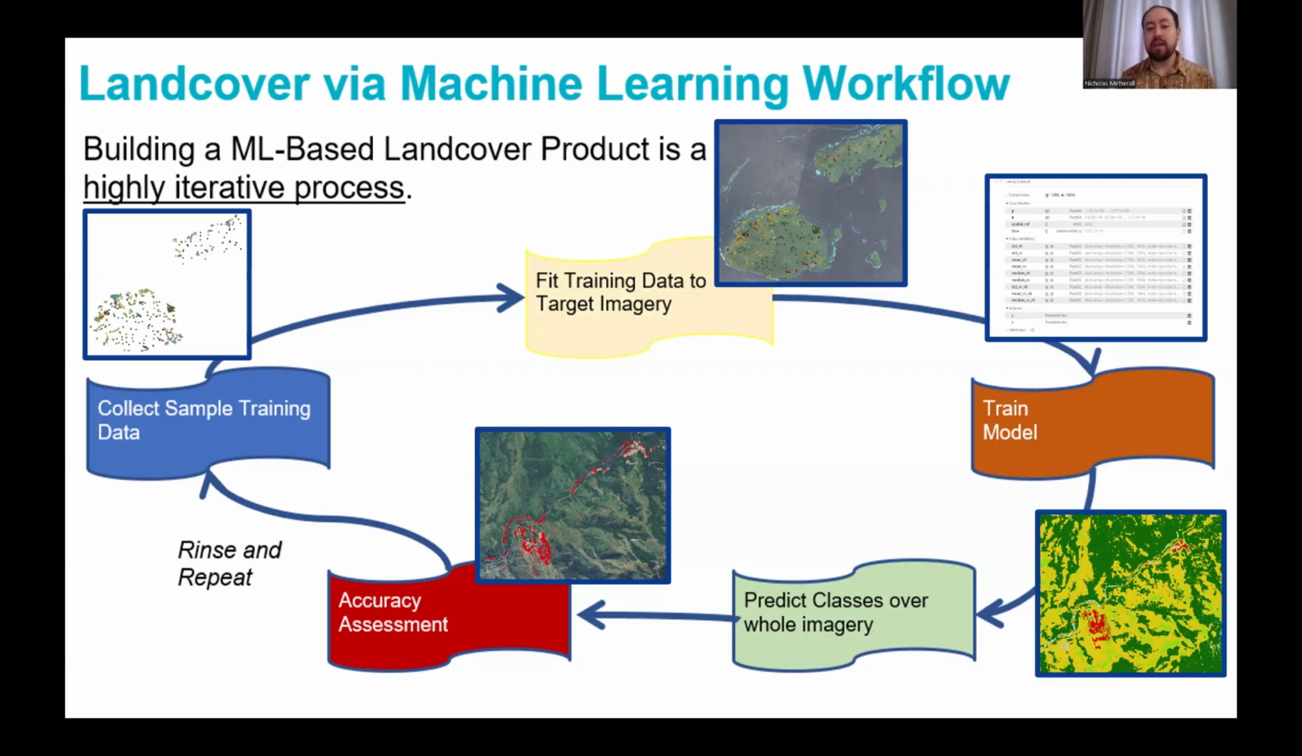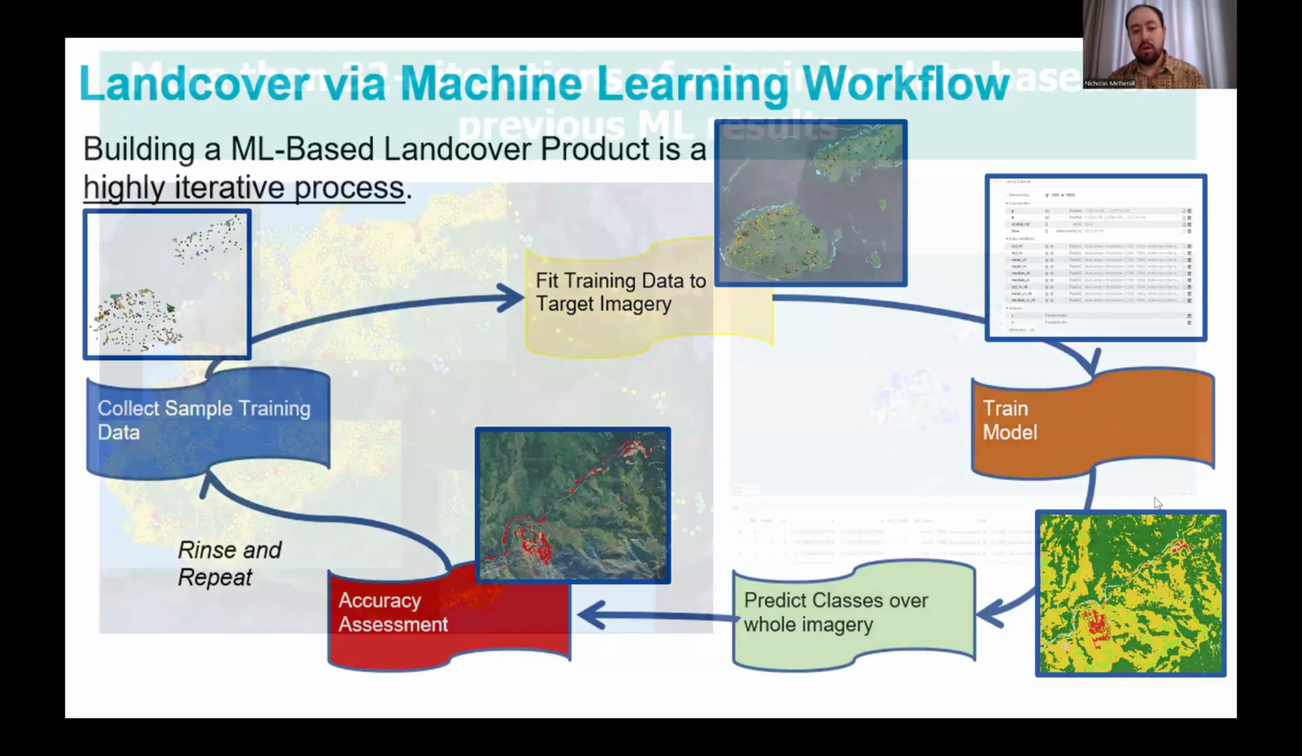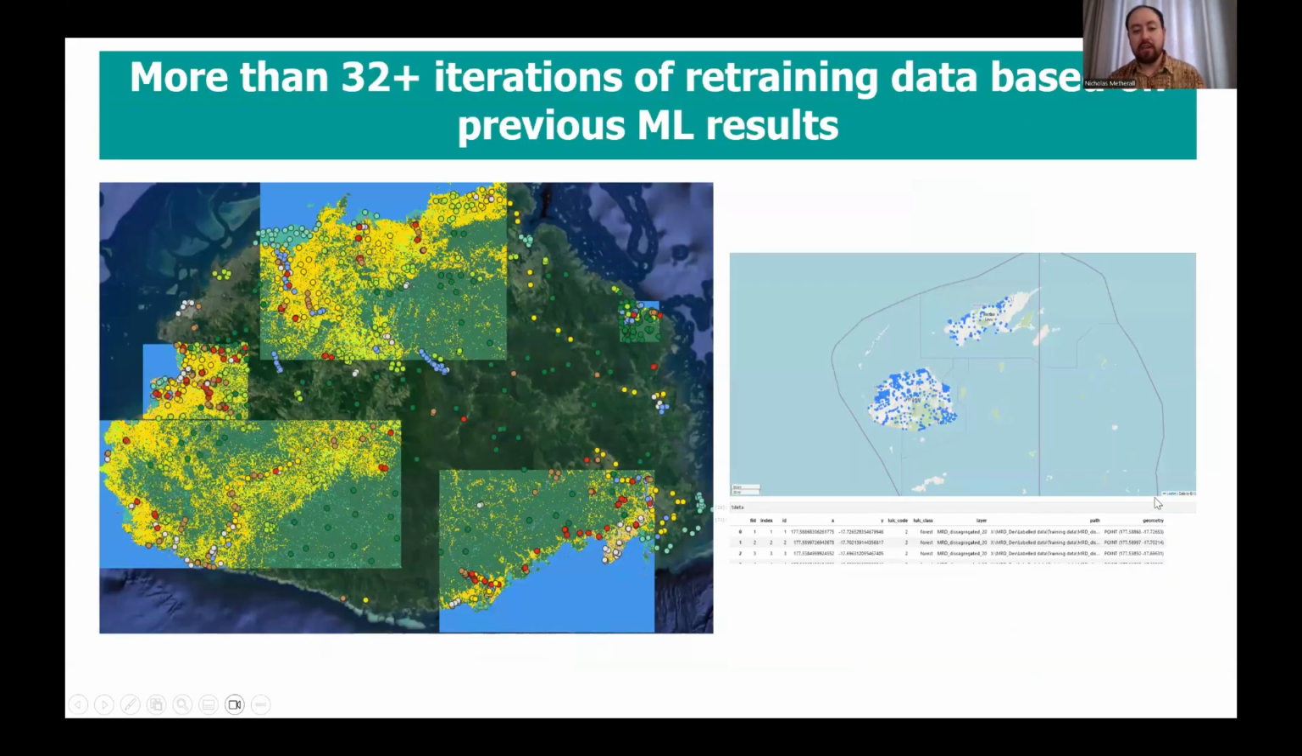And as we repeat this cycle, each time we go through it, we'll make incremental improvements to the outputs. And so these are some examples of the training data and the outputs that have come out of it, the predictions.